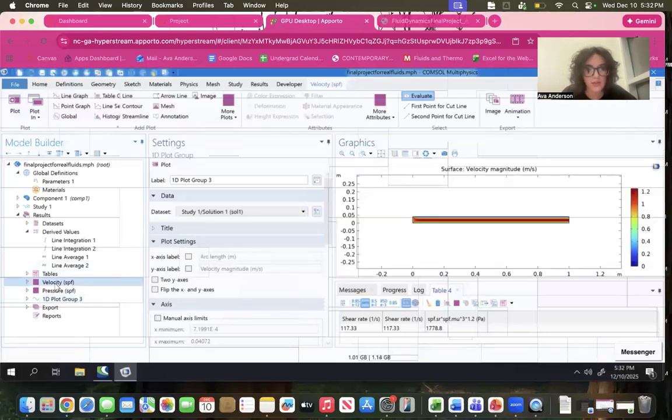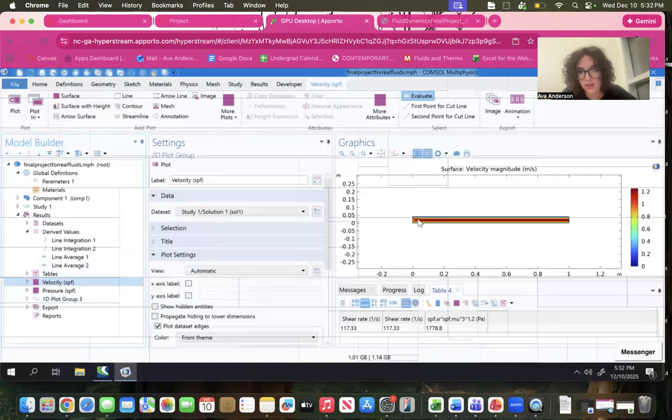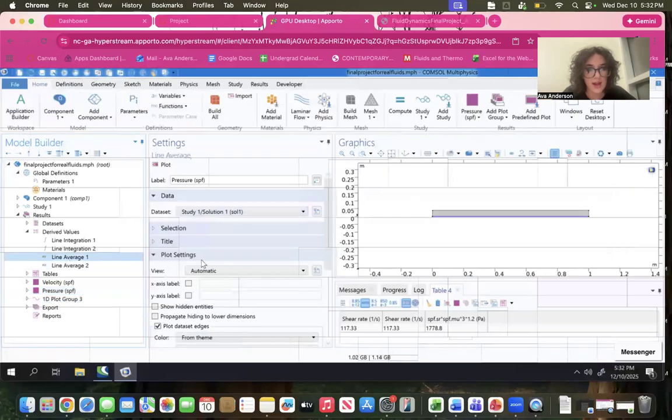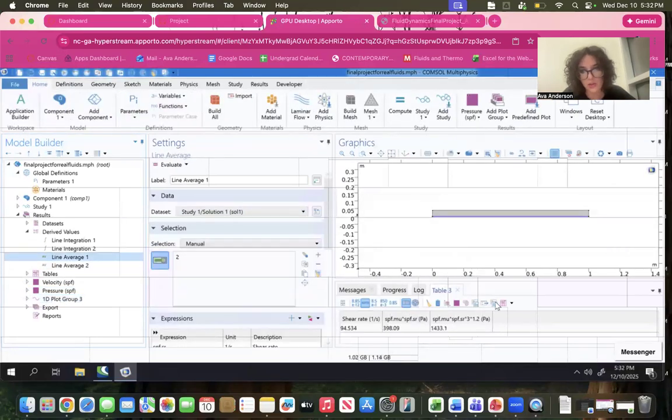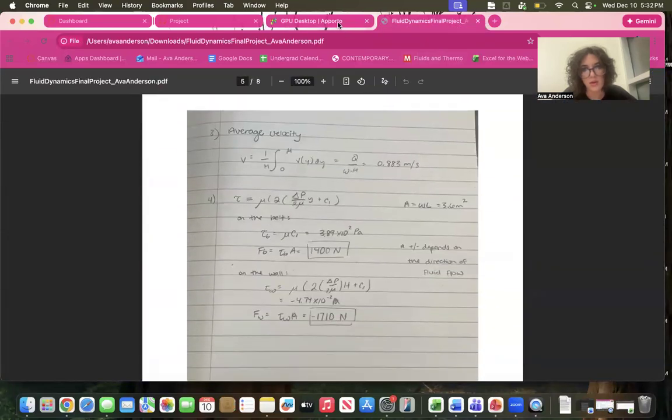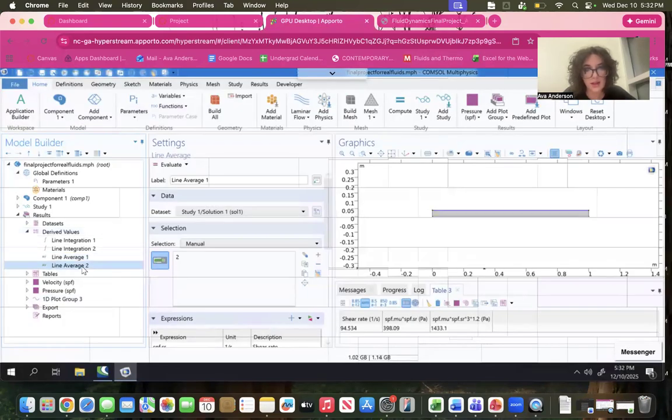So I also have the velocity profiles. You can see that for the moving wall versus the stationary wall, it's kind of like an off-shape parabola. And then I also have the pressures. And I use the line averaging from the line integration to solve for the shear force, and this is the moving wall, right? Yes, that is correct. Okay. And then on average two. Probably should rename that, but whatever. This one is the stationary wall.